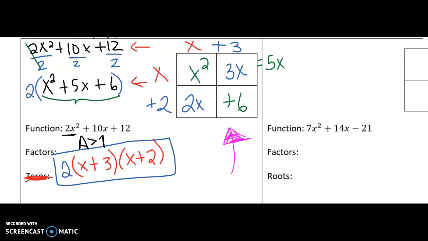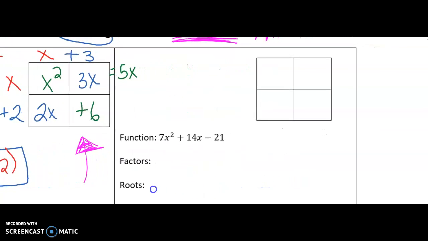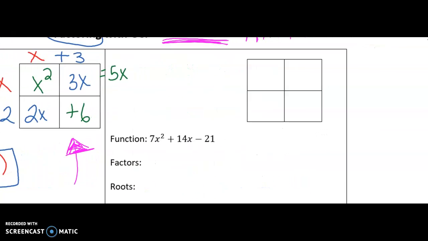So let's go ahead and try another one. Let's try the next example. Here we have this function. Again, we should always check for greatest common factor because even when factoring anything that's not a quadratic, always check for greatest common factor. That's like the golden rule.